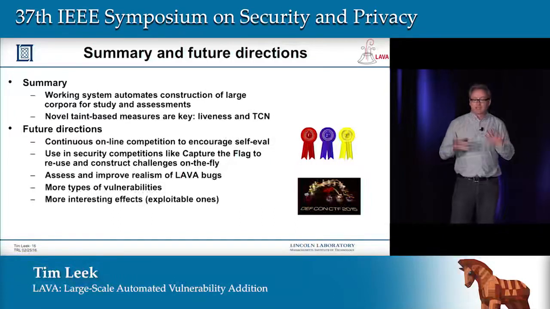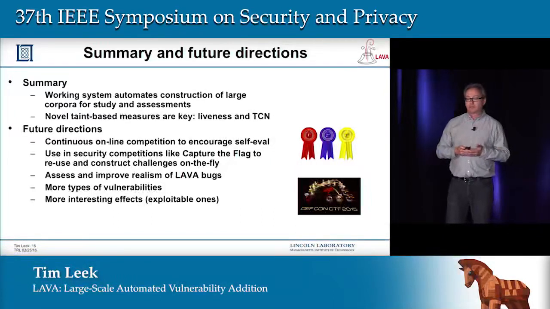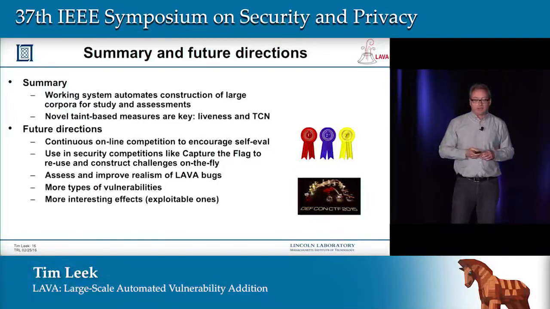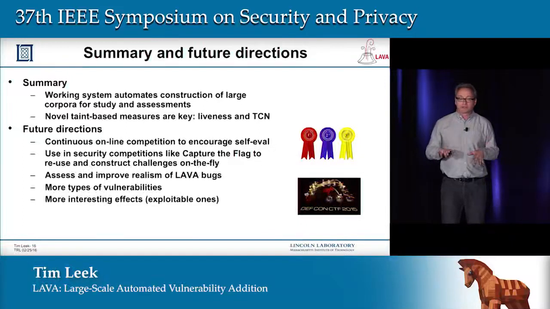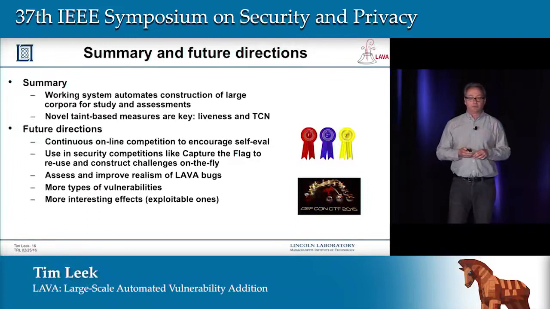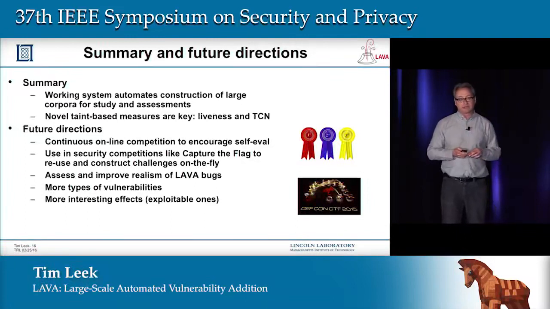We have to do some work to assess and improve the realism of LAVA bugs, and I think that's going to make more sense when they become more complicated. They're not just these corrupt a pointer in this not really exploitable way, but interesting in terms of vulnerability discovery. We do want to add other kinds of vulnerabilities, and we're going to work on that. But I think we first want to try to introduce more interesting effects. We want the buffer overflows definitely to be exploitable, first in the context of CTFs and in other situations too. And that's all I have.